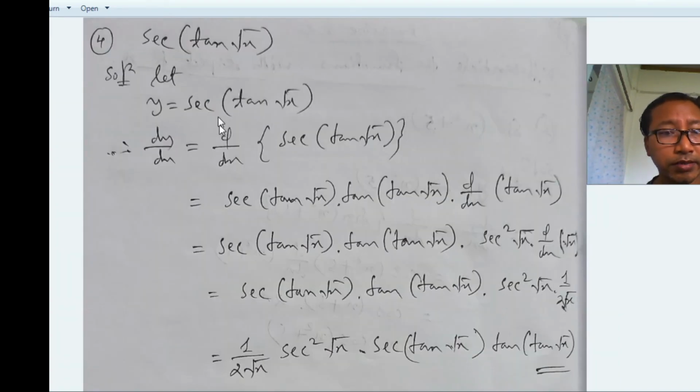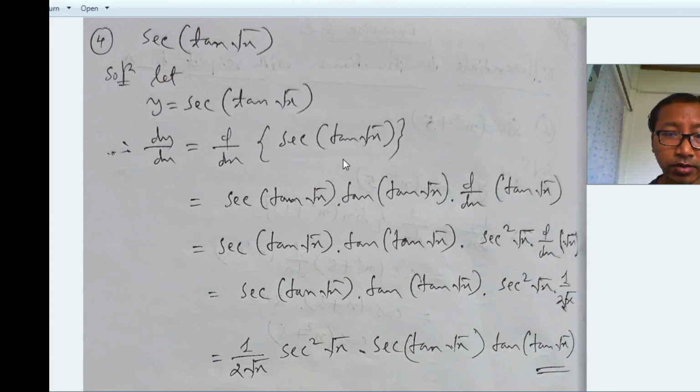Next, sec of tan root x. You can see here there are three functions involved. One is sec x, another is tan x, and another is root x. So we have to differentiate it three times. I have chosen y equal to this, then dy by dx is equal to d by dx of this part.